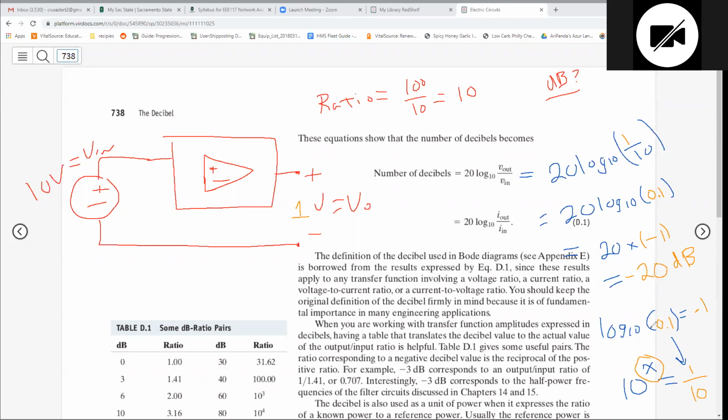Okay, so basically the rule of thumb is, if you see a negative dB, that means your circuit is attenuating or losing power or voltage, right? A gain of 1 is equal to 0 dB. A positive dB means we get a positive gain in the circuit. This ratio up here is greater than 1 if you have a positive dB. If you have a negative dB, that ratio is less than 1. So you're losing voltage. Okay.